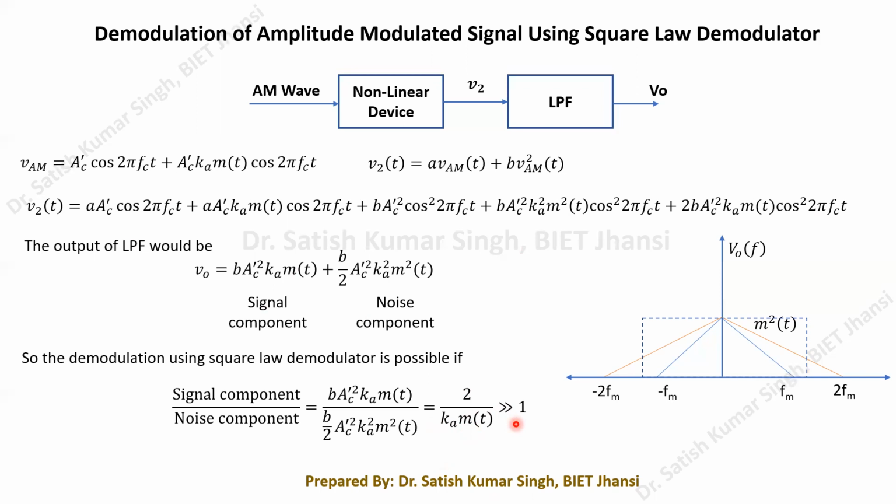So I hope this discussion of how to generate the AM signal using the square law modulator and how to demodulate this signal again using the square law demodulator is clear. Okay, so please try to convince yourself that you have understood the concept. Please go through once again whatever I have explained.